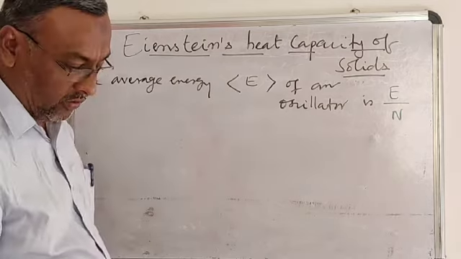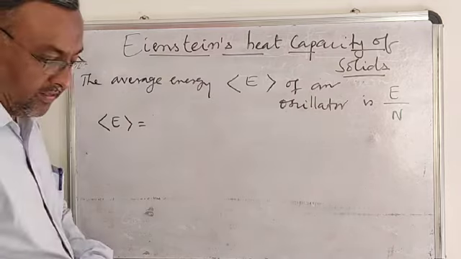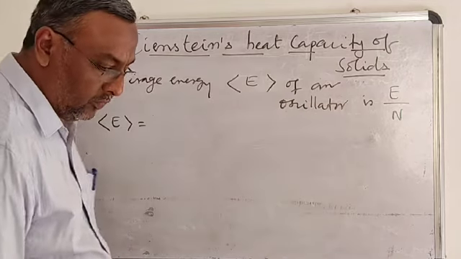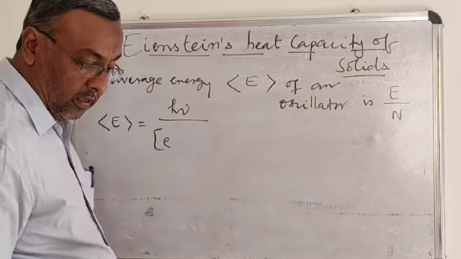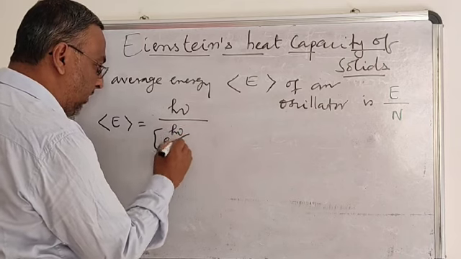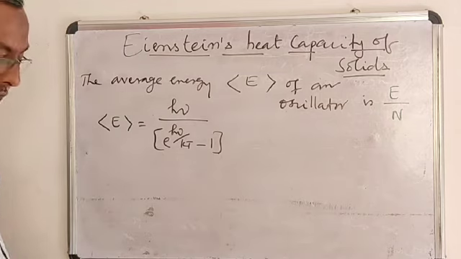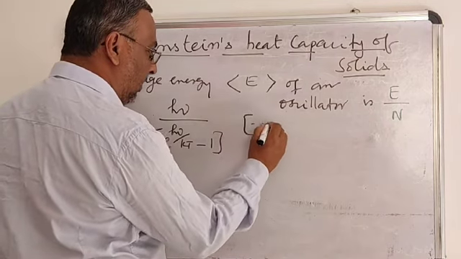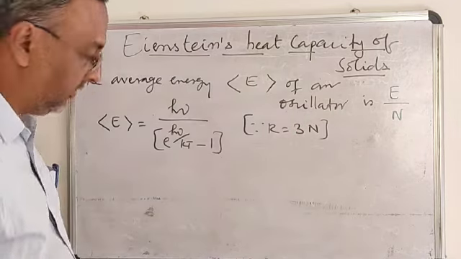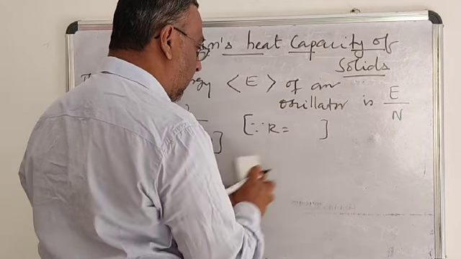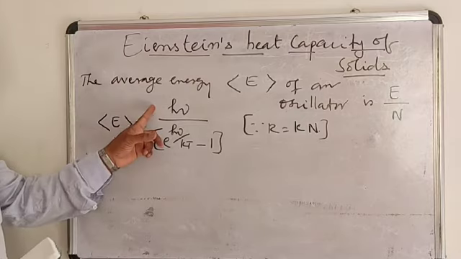Okay, E by n. So therefore, the average energy I can write as h nu divided by e power h nu by kT minus 1. How does it come? Because, listen, R is equal to K into n. R is equal to K into n.